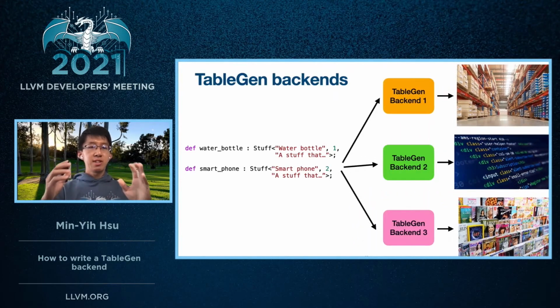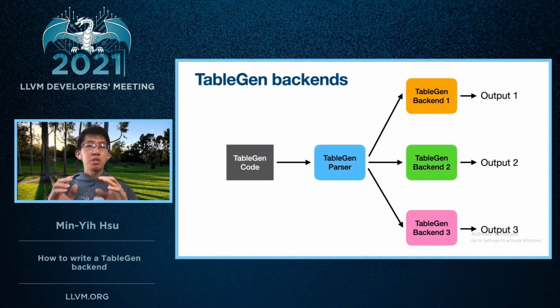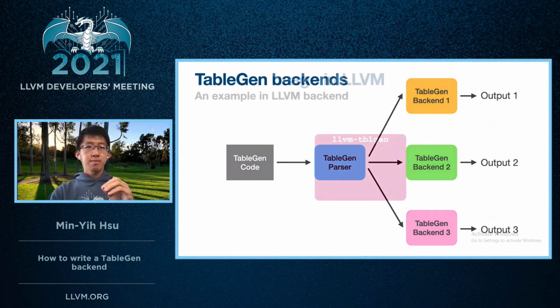So the tool that does this conversion is called a TableGen backend. More specifically, each TableGen backend takes the result generated by the TableGen parser, also provided by the LLVM libraries, and converts it to an arbitrary type of output.